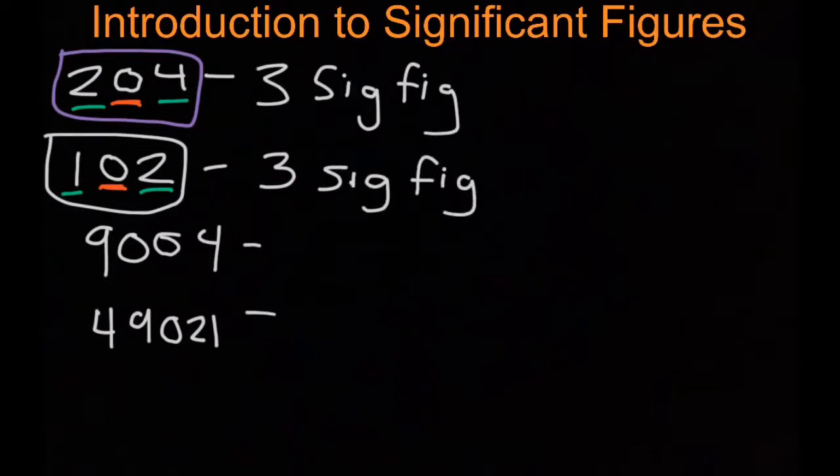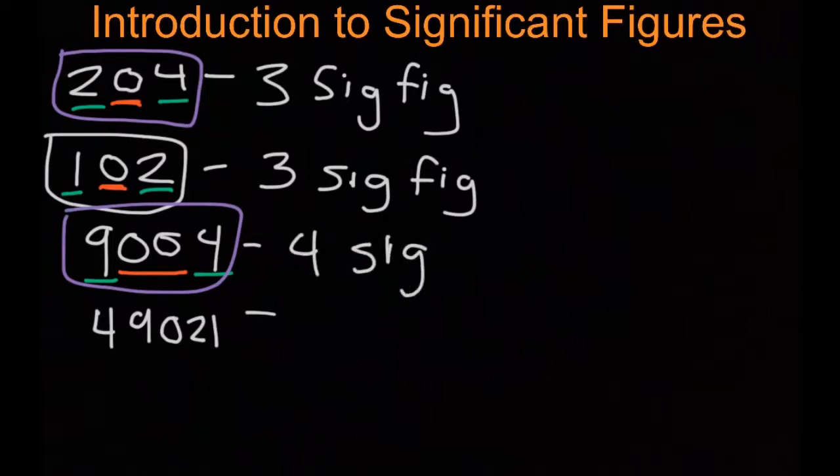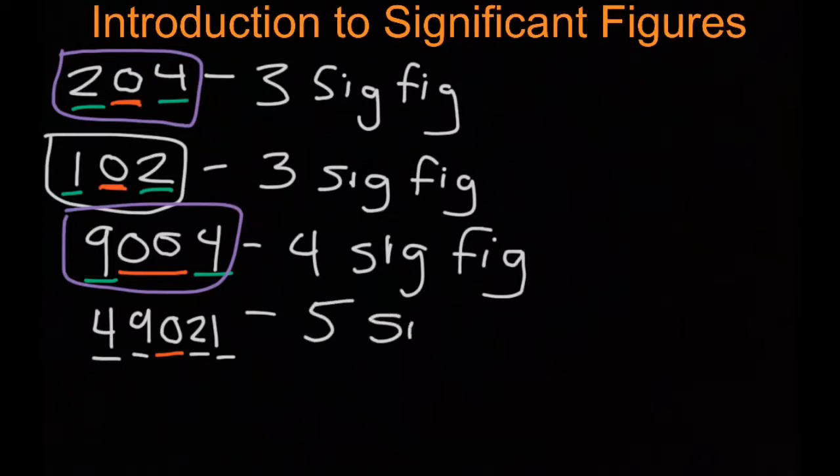How about 9,004? So we have two zeros in between, but we have a 4 and a 9 around those zeros. And that makes all of this significant. So we have four significant figures in this one. So how about 49,021? We have a zero in between, and we have 4, 9, 2, and 1 surrounding the zero. Therefore, all the numbers are significant. So we have five significant figures in this one.